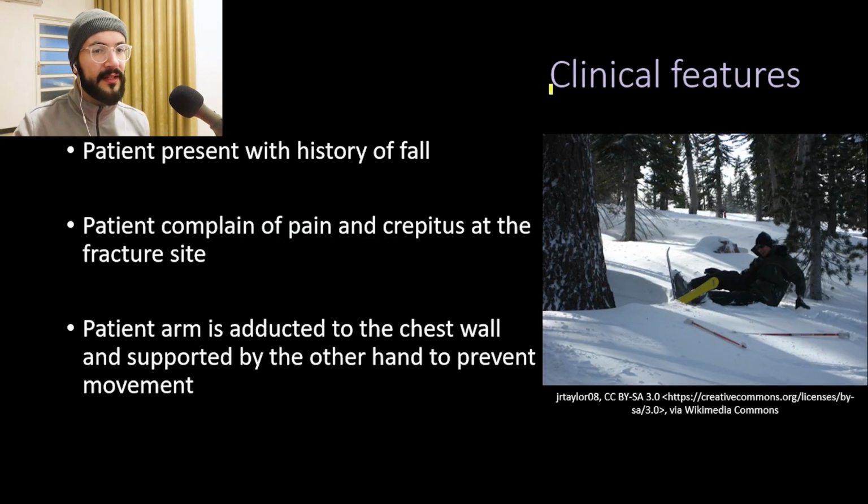Now let's talk about the clinical features of the clavicle fractures. So the patient with these fractures presents with a history of fall. So they tell you that they have fallen either on their shoulder or on their outstretched hand, and the patient complains of pain and crepitus at the fracture site, and the patient's arm is adducted to the chest wall and supported by the other hand to prevent movement. So basically the patient will hold their arm adducted to the chest and supported by their other hand to prevent movement.